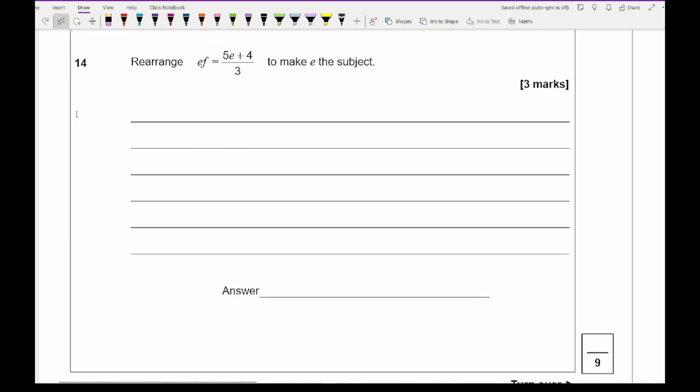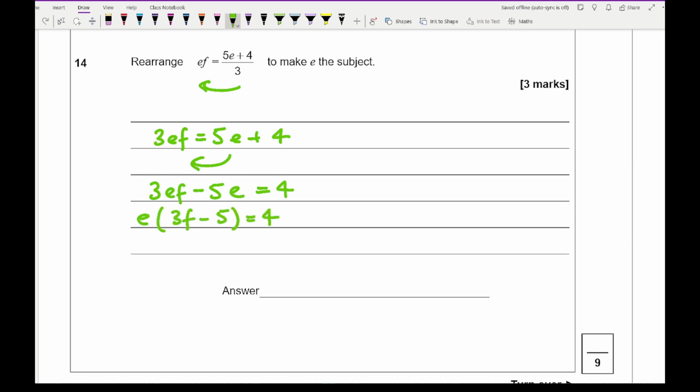Moving on to question 14, it says rearrange ef equals (5e plus 4) over 3 to make e the subject. For this, what we need to do is first of all take the 3 over to the other side. So we end up with 3ef equals 5e plus 4. Then if I take this over to the other side, I end up with 3ef minus 5e equals 4. Factorise with respect to e, I end up with e(3f minus 5) equals 4, and then take this bracket over to the other side, leaving me with e equals 4 over 3f minus 5.